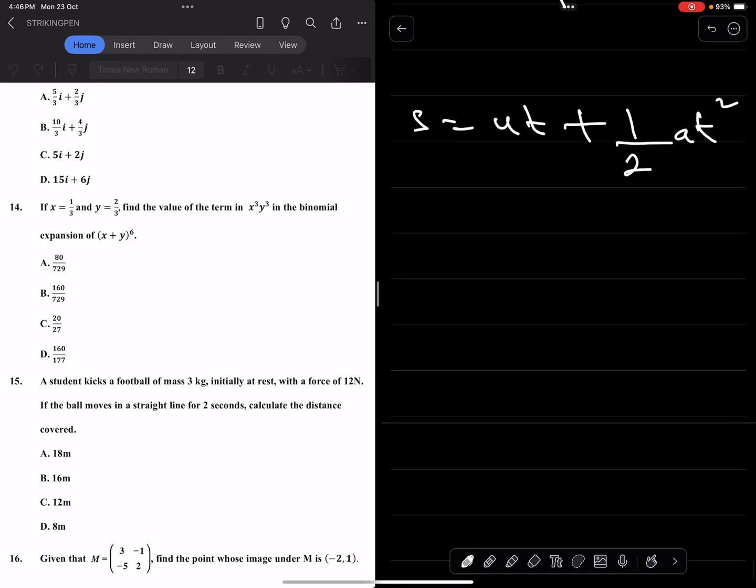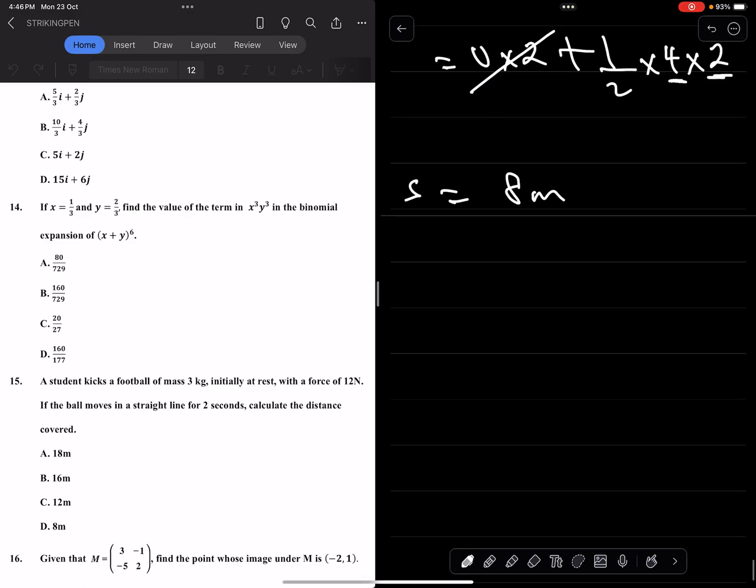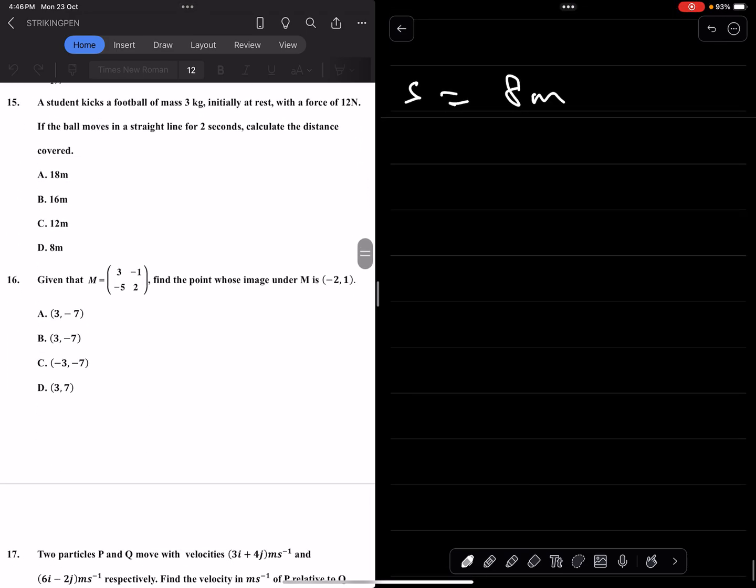And that simply means 0 times T, which is 2 seconds, plus 1 over 2 times A, which is 4, times T squared, which is 2 squared. And of course, this is 0. 2 squared is 4, times 4 is 16, divided by 2 is 8 meters. So that means the distance covered is 8 meters. And the correct option is D. I go straight to the next, which is number 16.